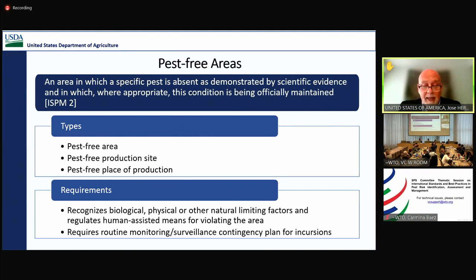IPPC defines area of low pest prevalence as an area, whether all part of a country or part of several countries, in which the specific pest is present at low levels and is subject to effective surveillance and control measures, according to ISPM 5. The area of low pest prevalence concept can be used as part of systems approaches. Next slide, please.